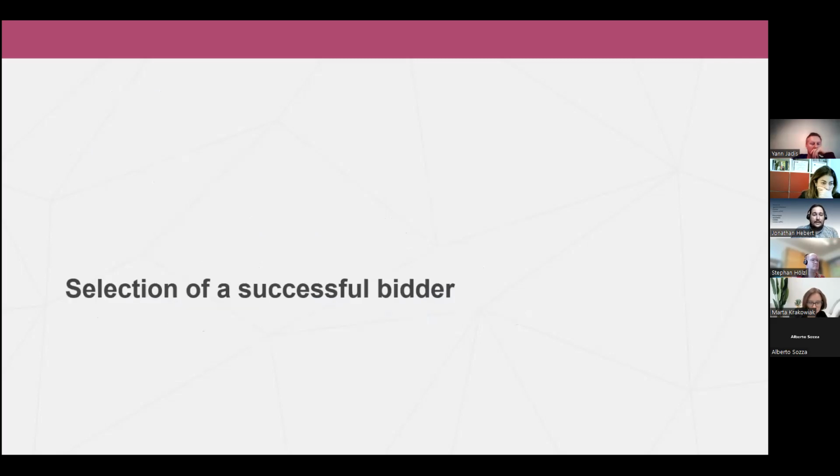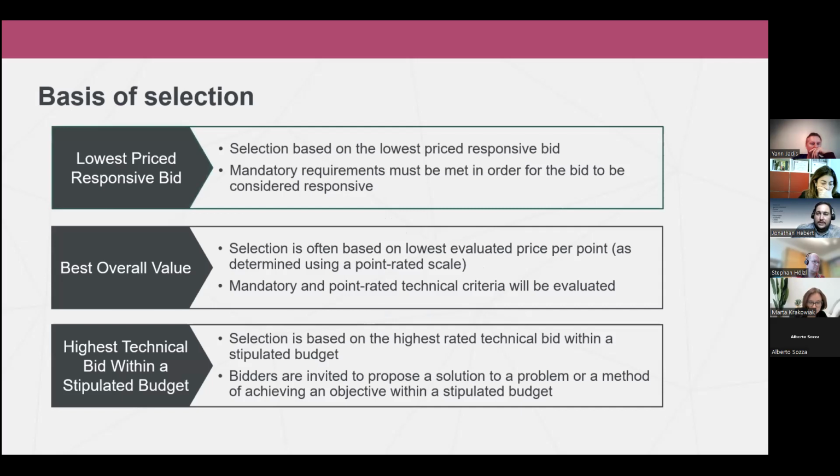Selection of a successful bidder. This is an important thing to think about when you're thinking about evaluation criteria. One of these three is likely to be noted in the solicitation document, that we're going to be going with one of these evaluation criteria. So the simple one is lowest price responsive bid. So you meet all the mandatory requirements. After that, it's lowest price.